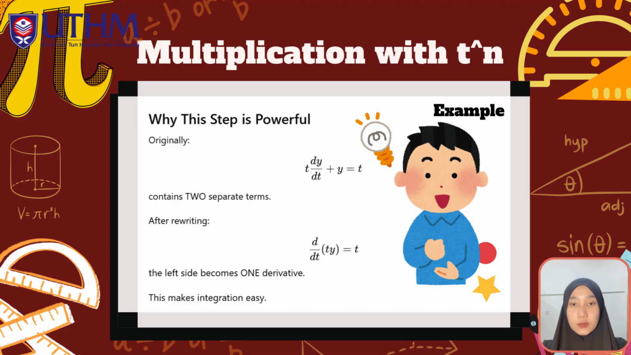Let me solve it. t times dy over dt plus y equals t. Focus on the left side. t times dy over dt plus y. We compare it with the product rule. d over dt of ty equals t times dy over dt plus y. They match exactly, so we rewrite the equation as d over dt of ty equals t.